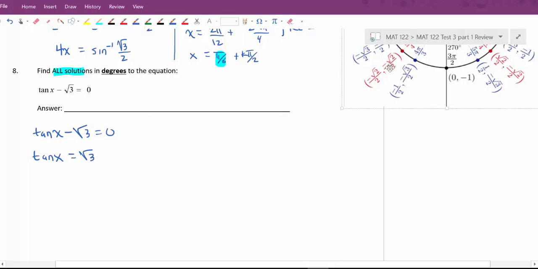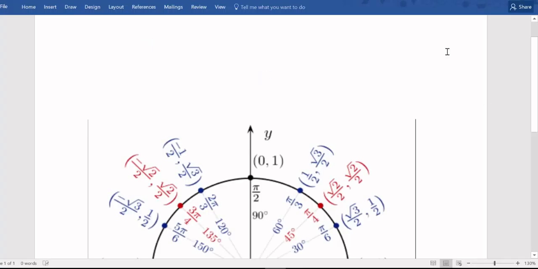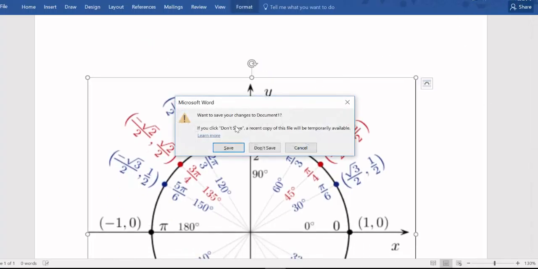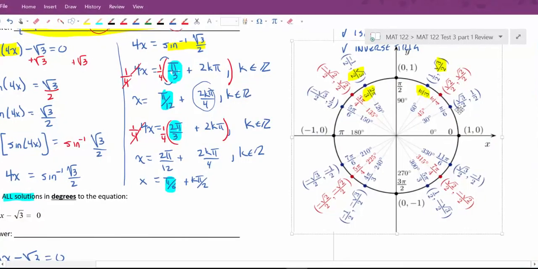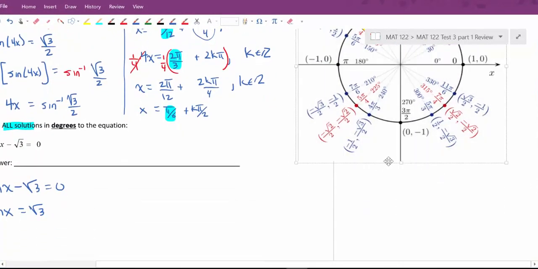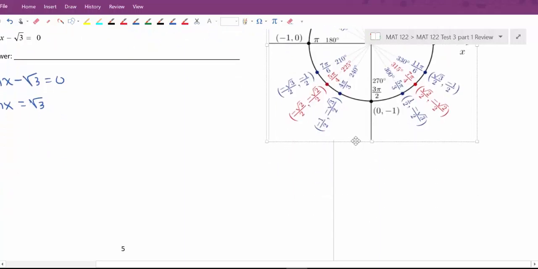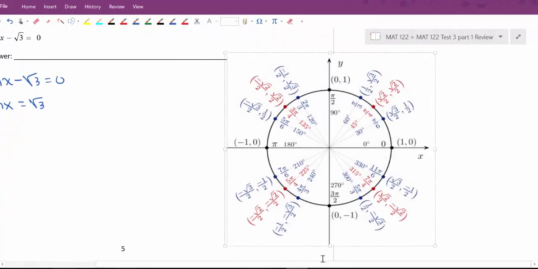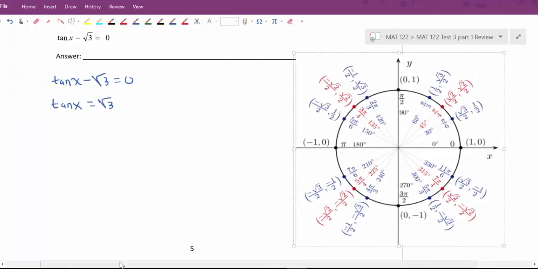So I'm going to slide down my trusty unit circle here, if I can. I have no idea what I just did. Come on, slide down, all I want to do is slide. There we go. Be a good computer. There we go.